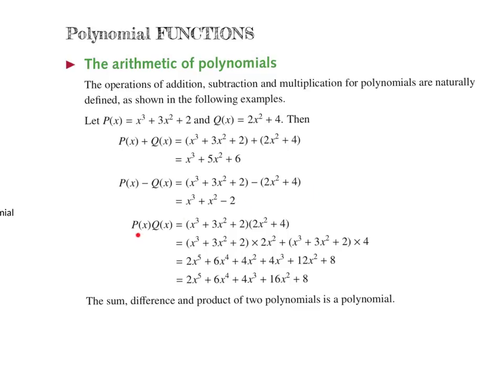In the last one, we're timesing. And here it's basically FOIL. They've written it out as this first function times the 2x squared and the first function times 4. Basically, you just need to think that each one of these is going to be times by everything in the second function. So x cubed by 2x squared, x cubed by 4. 3x squared by 2x squared, 3x squared times 4. 2 times 2x squared and 2 times 4. So it's just FOIL but with an extra element. We'll notice that when you're adding, subtracting and multiplying polynomials, your answer is a polynomial.